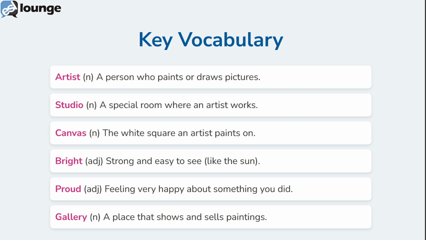Bright, strong and easy to see. Proud, feeling very happy about something you did. Gallery, a place that shows and sells paintings. Great, now you know the key words, let's read the story.